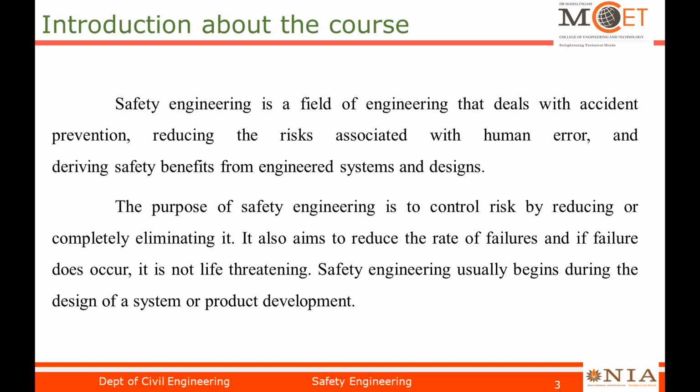So first of all, safety engineering is a field of engineering that deals with accident prevention, reducing the risk associated with human error, and deriving safety benefits from engineered systems and designs. The process of safety engineering is to control risk by reducing or completely eliminating it. It also aims to reduce the rate of failures, and if failure does occur, it is not life-threatening. Safety engineering usually begins during the design of a system or the product development. So as a whole, safety engineering is an important aspect, that is to consider the safety aspects in order to prevent the things that ruin the life or the life of the product.